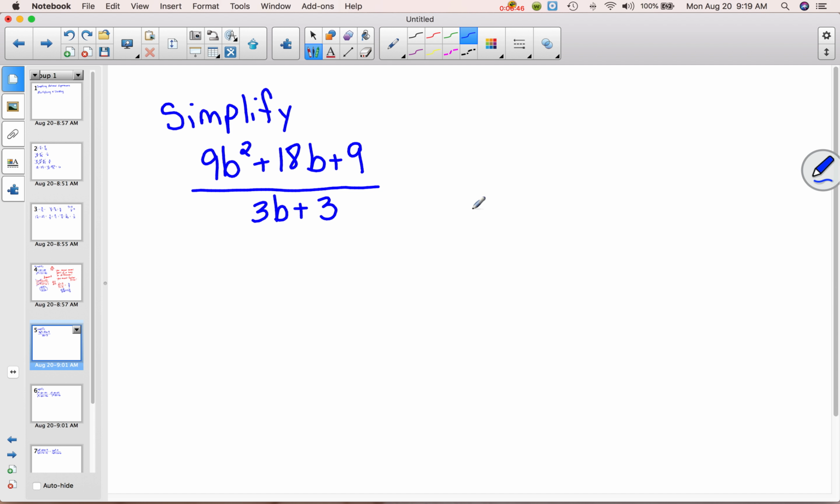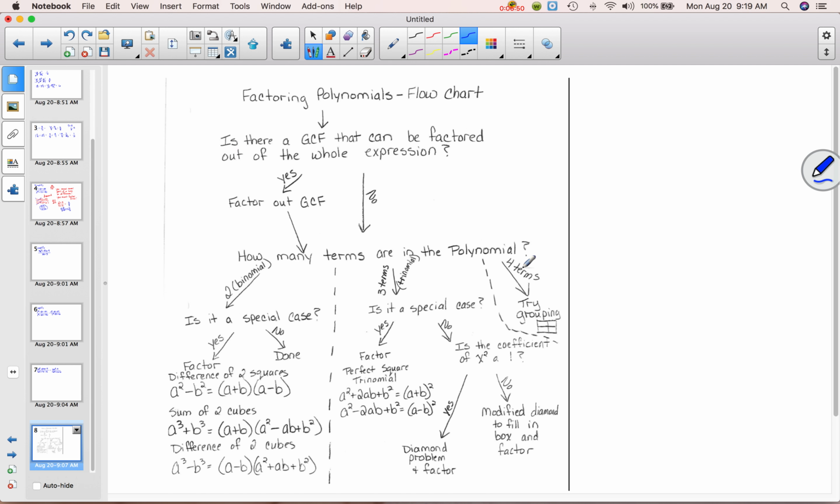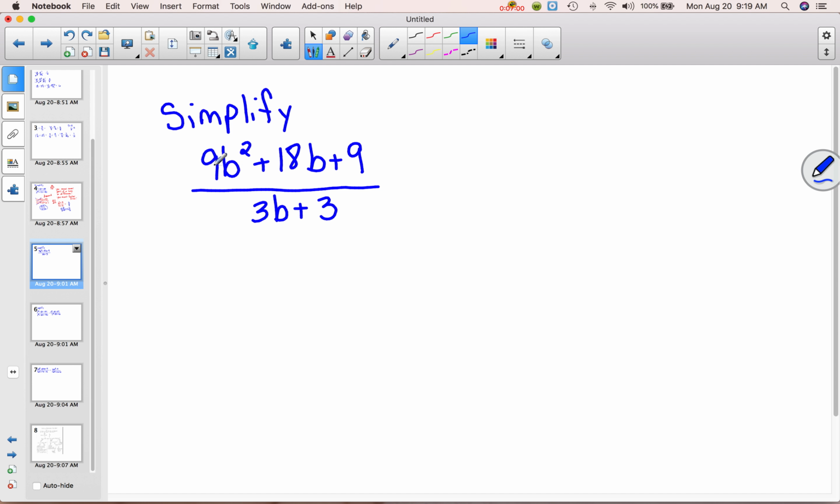Next one, we're going to simplify this, a little more complicated. You are going to find this kind of handy. Remember that factoring flowchart. The very first thing on there was, is there a GCF that can be factored out of the whole expression? I think you've seen that a time or two. Notice that we have a 9 that can factor out of the numerator. So I'm actually going to start by factoring out. So don't forget GCF. I'm going to factor out a 9.